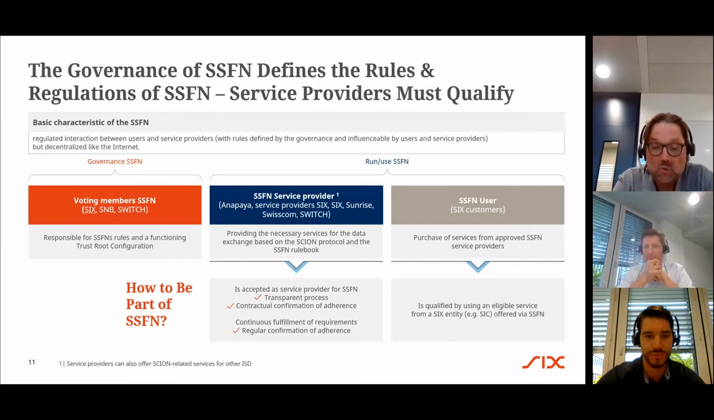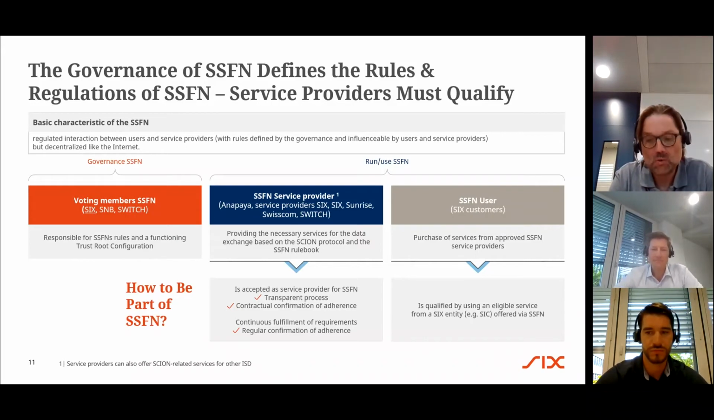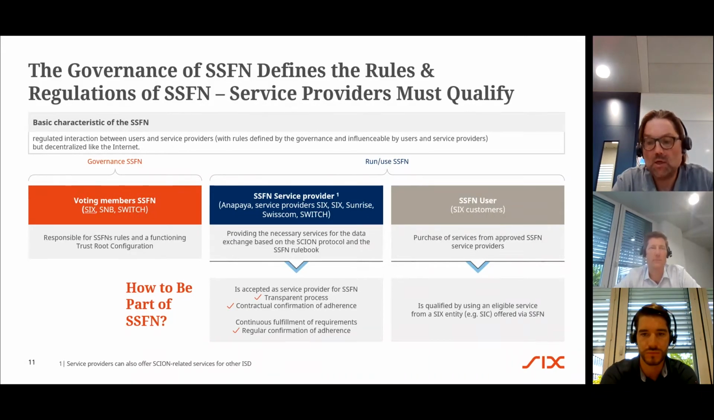And we have a group of service providers like Anapaya, Swisscom, Switch, and Sunrise, and we are now in the process of welcoming other service providers, which will help to make the whole system much more stable than it is now. Of course, it is now very stable, but the more parties offer services within the network, the more stable and reliable it will be. And of course, we have the SSFN users. It's quite a closed shop. You must have a business connection to SIX to be an SSFN user. At the moment, we expect around 350 banks and other parties to be part of the SSFN network in future.